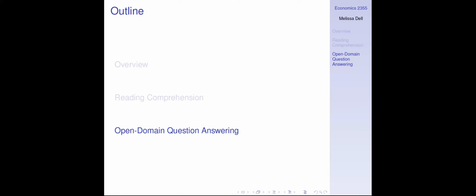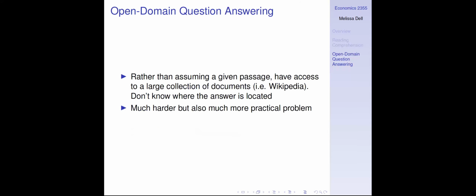Okay, so now I want to talk about open domain question answering, which is the more practical problem. Rather than assuming a given passage has the answer to the question, in open domain question answering you have access to a large collection of documents. For example, in this literature, with the benchmarks, it's almost always that you have access to all of Wikipedia and you don't know where the answer is located.